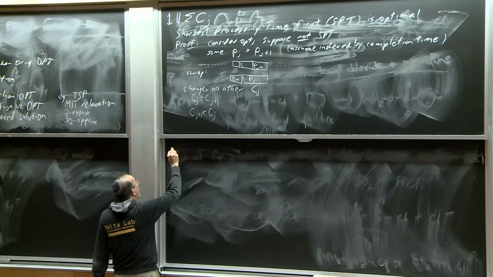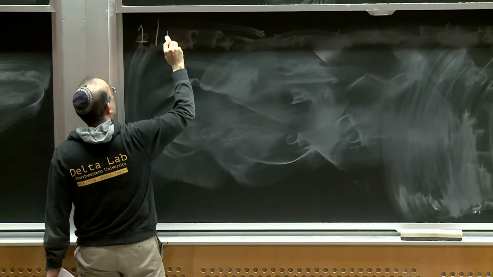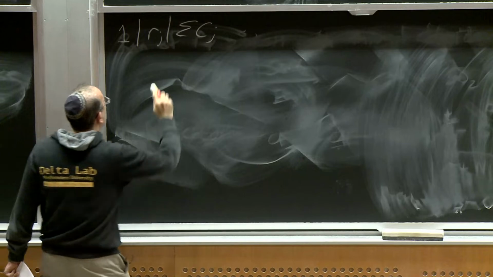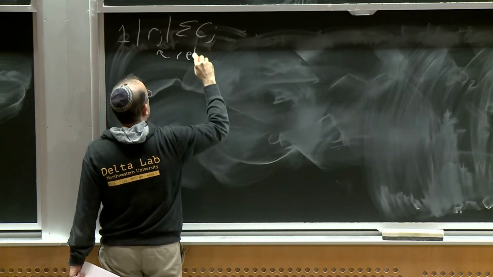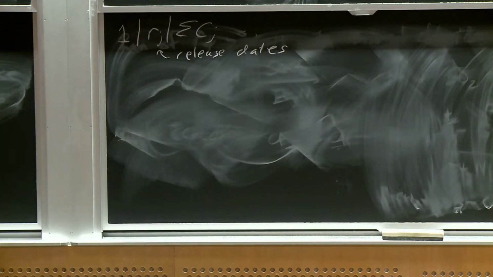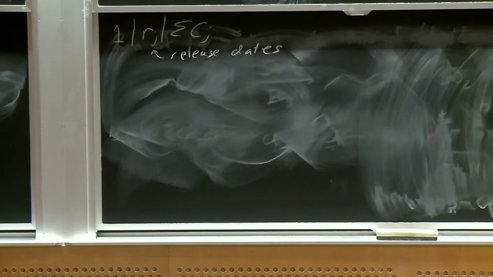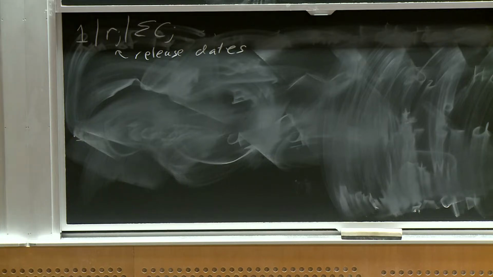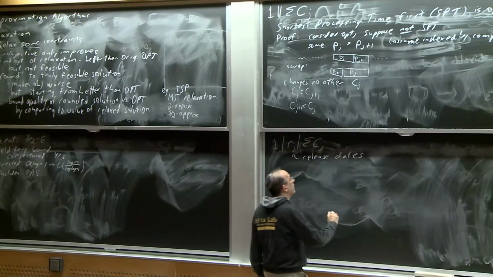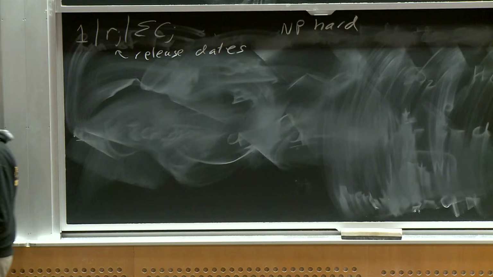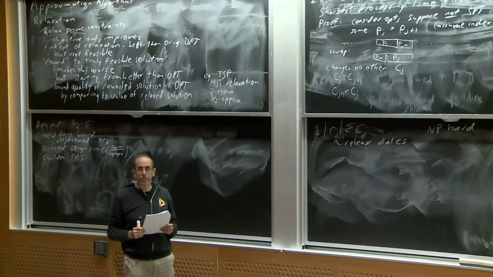But now that we have that, I can talk about a generalization of it called 1 | rj | sum Cj. Okay? And rj means that you have release dates. For each job, there is a time before which you are not allowed to run it. Okay? And this problem is NP hard. So we're not going to find an exact solution for it in polynomial time.